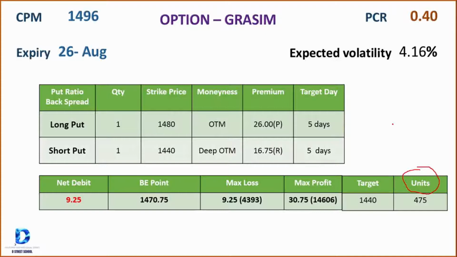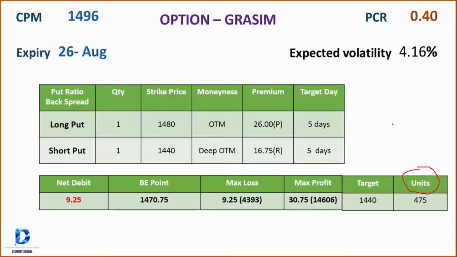So maximum loss would be 9 rupees 25 paise. That would be the net debit once we initiate the strategy, and that's going to be our maximum loss. So in rupees, 4,393 rupees, this is our maximum loss. The maximum profit would be 30 rupees 75 paise, which is 14,606 rupees.